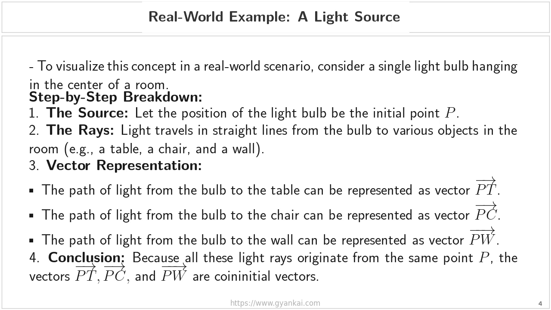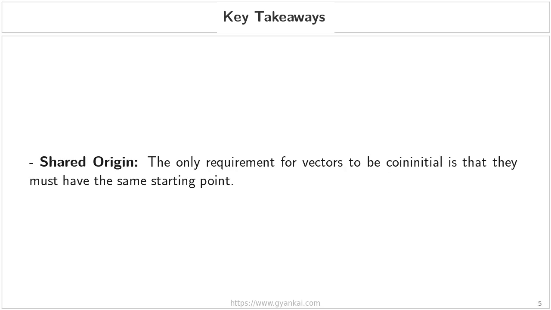Key takeaways. First, the most important takeaway is the shared origin. As we discussed in the previous slides, the only strict requirement for vectors to be classified as coinitial is that they must share the exact same starting point, or what we call the initial point.